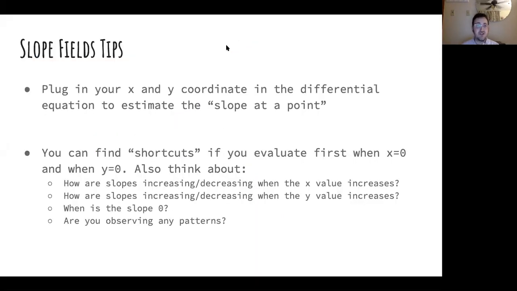All right, a few general tips on slope fields and doing them. You want to plug your x and y coordinate into your differential equation to estimate the slope at a point. And slope is represented just like slope in Algebra 1. So a 0 slope is a horizontal line. A positive slope is increasing, so that's where we see an upward slope. And a negative slope is decreasing. And then undefined is when we're dividing by 0.